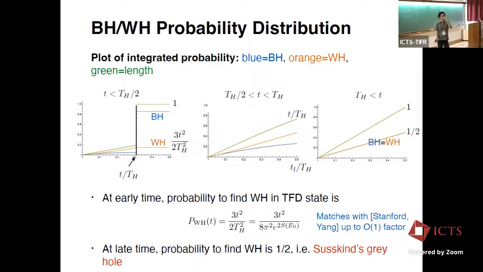Is it apparent from the wave function? It is not apparent at all. What's happening is that the TFD state spreads over the black hole and white hole states equally. So there's no distinction between them.